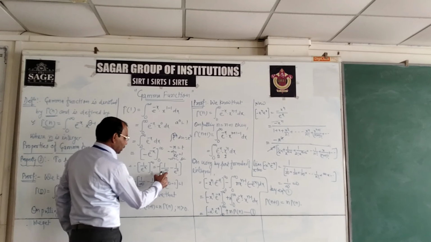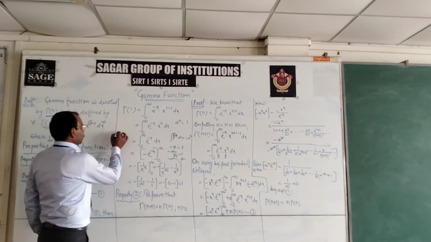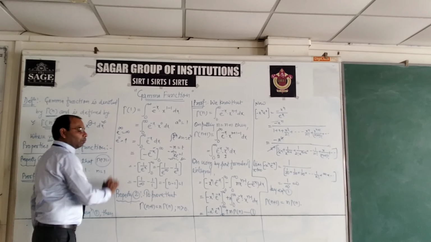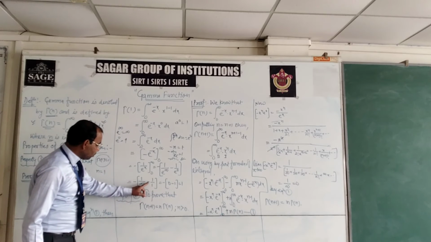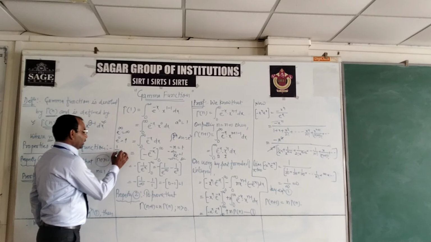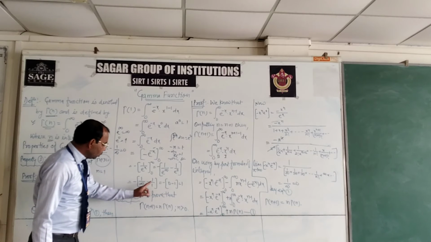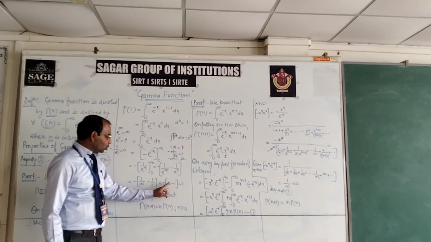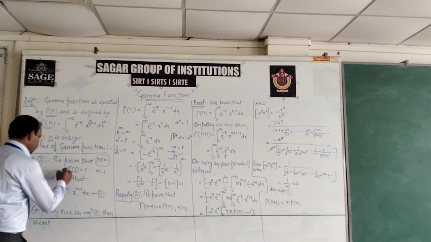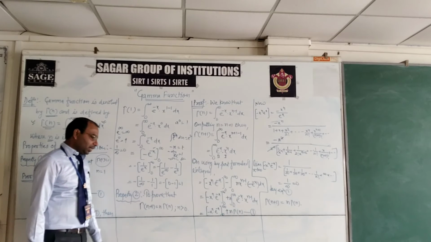So 1 upon e to the power infinity minus 1 upon e to the power 0. Always e to the power infinity equals infinity, and e to the power 0 equals 1. So 1 upon infinity minus 1 upon 1, and 1 upon infinity is always 0. Then 1 upon infinity equal to 0, minus 1 upon 1 is minus 1, and minus 1 with the minus sign becomes plus. Then the first property is proved: gamma 1 is equal to 1.